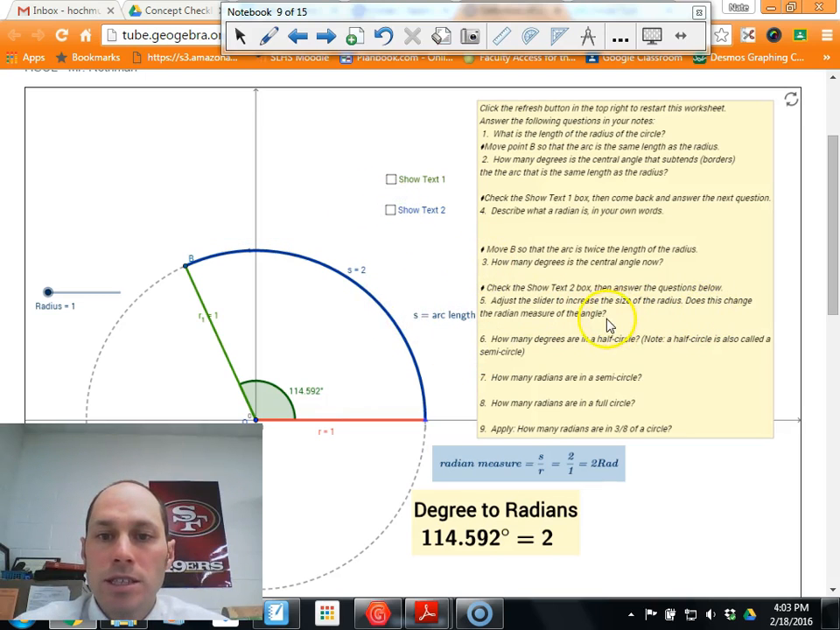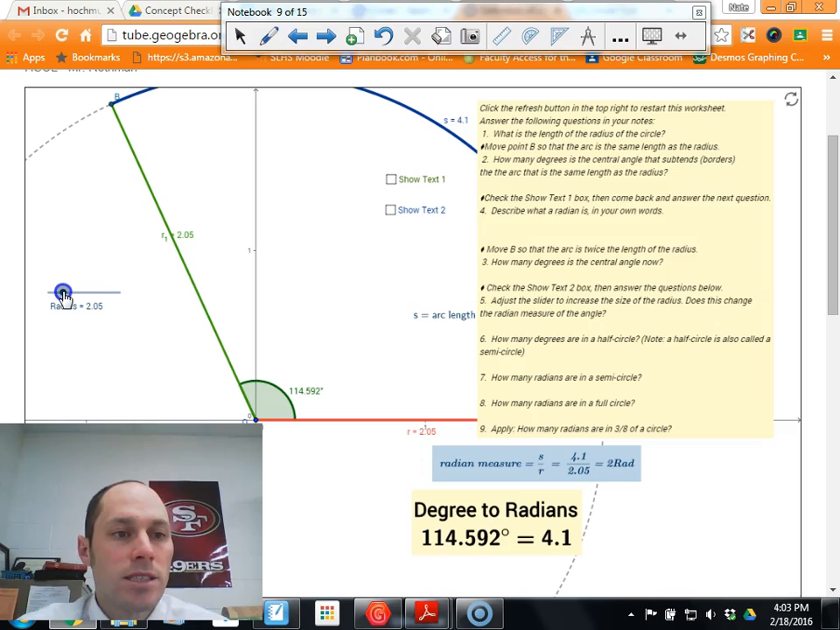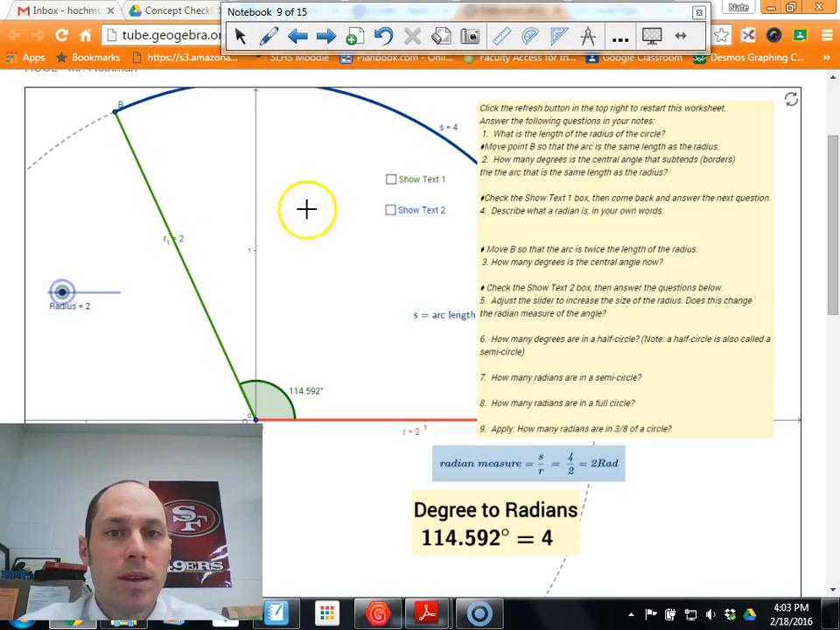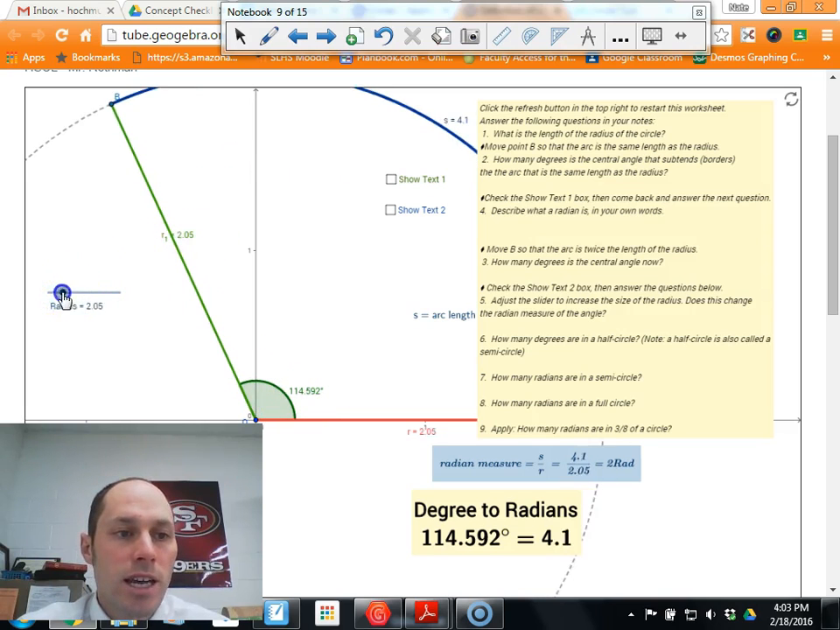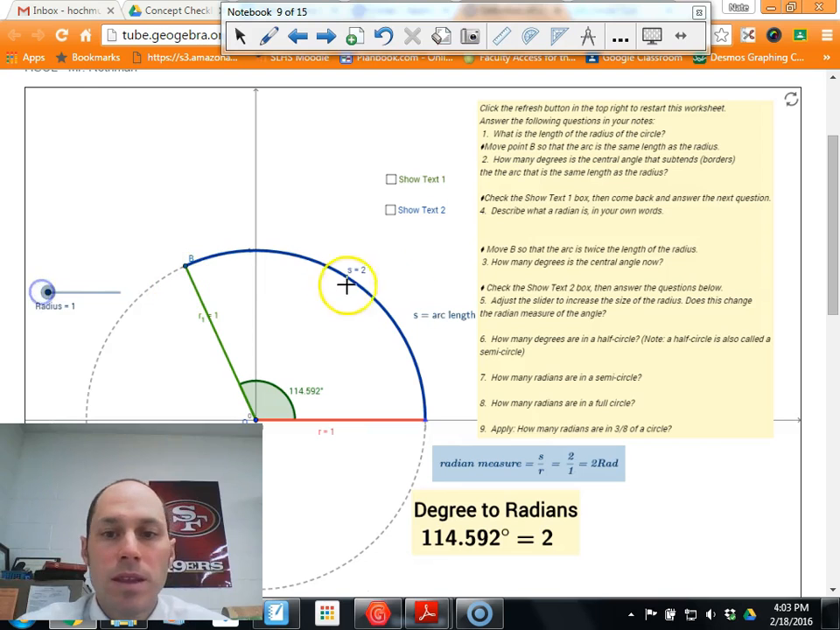Let's see. So now it says change just the slider to increase. So if we make this radius 2, we double it. Notice our arc length is 4. The arc length just doubles. So everything just doubles, but the angle measure stays the same. So it depends on the size of the circle, but the angles stay the same.